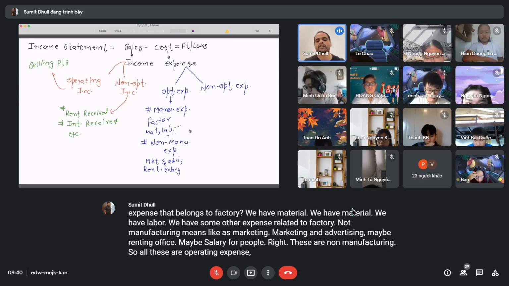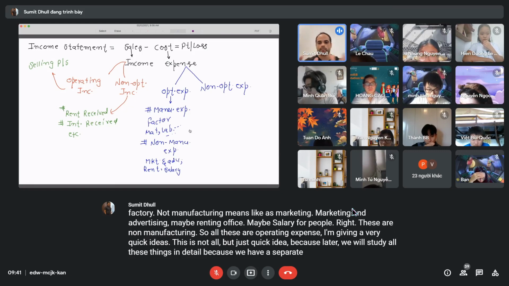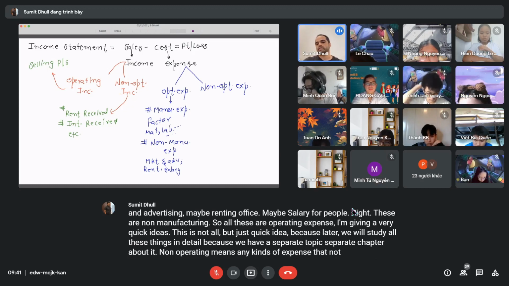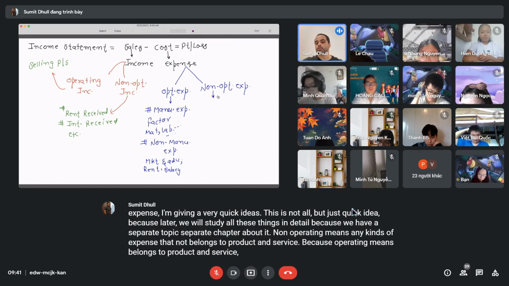I'm giving you very quick ideas. This is not all, but just a quick idea, because later we will study all these things in detail, because we have a separate topic, separate chapter about it. Non-operating means any kinds of expense that do not belong to product and service, because operating means belongs to product and service.